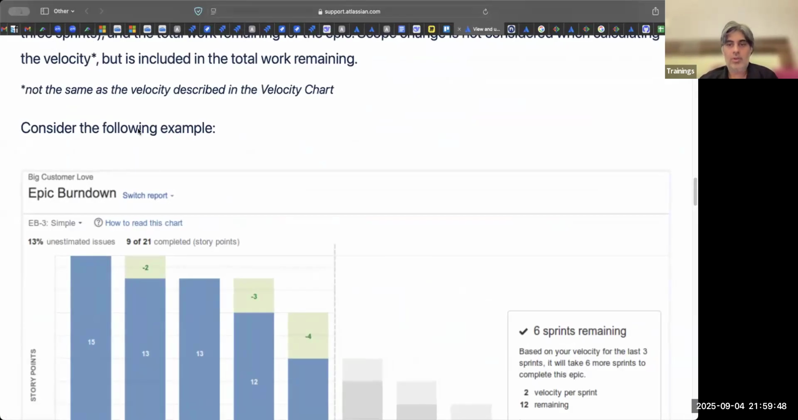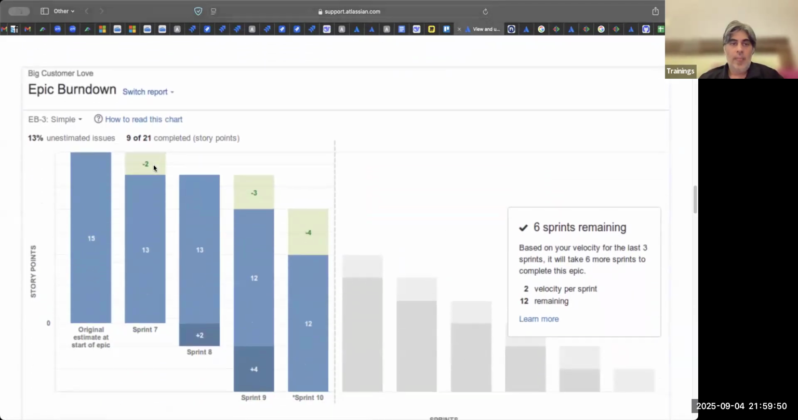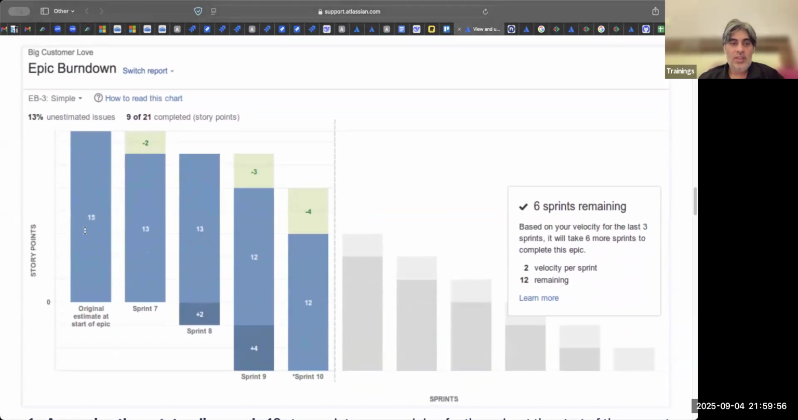Okay. So this is an epic burn down chart. If you look at this chart, this epic started in sprint 6. In sprint 6, you added some story points to it. So this epic has 15 points of work in sprint 6.